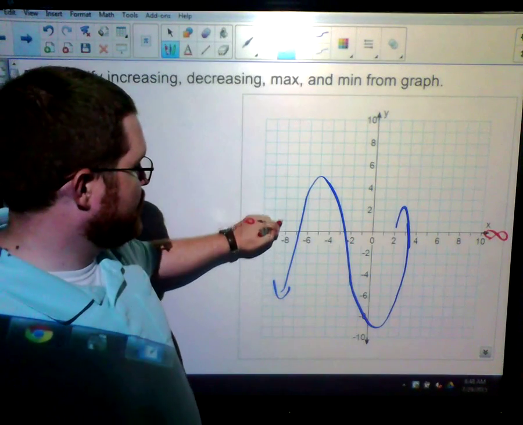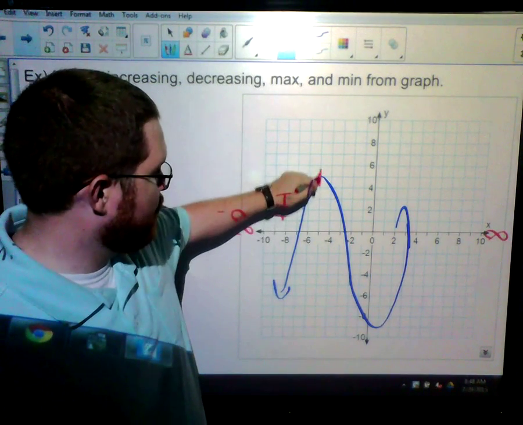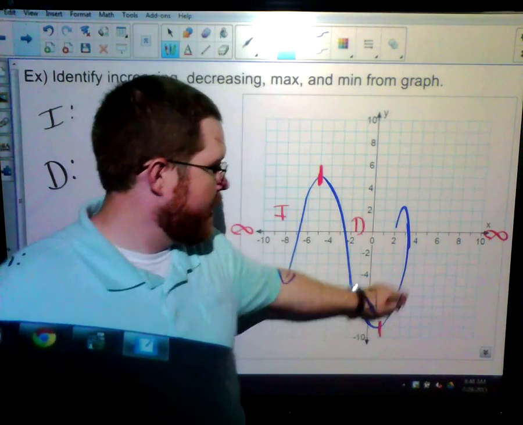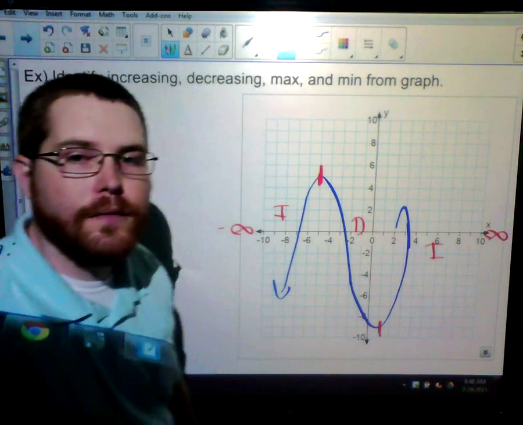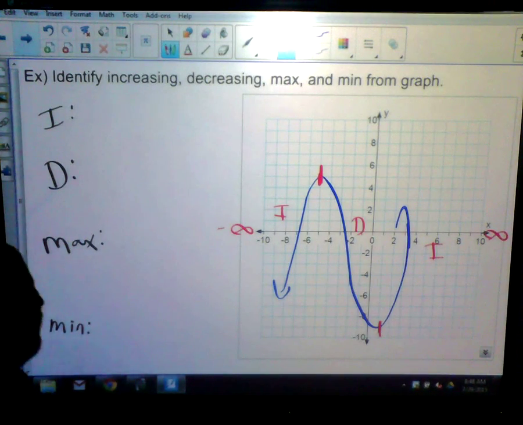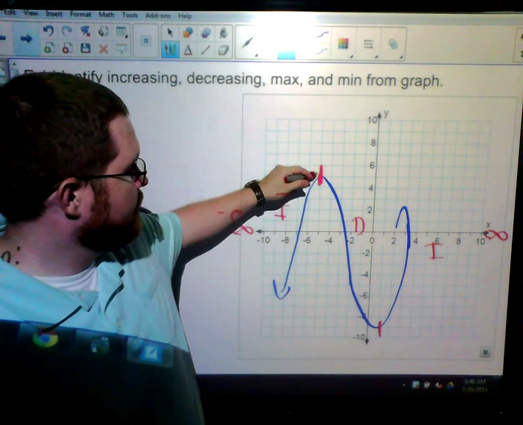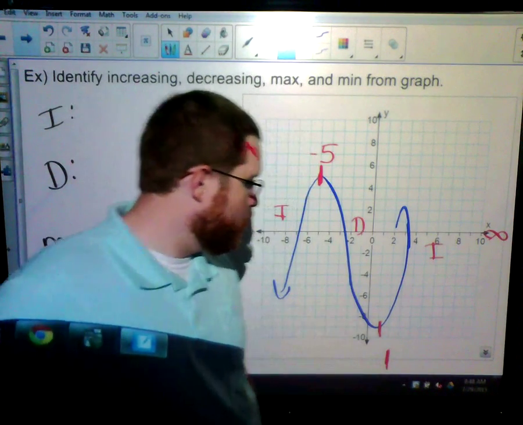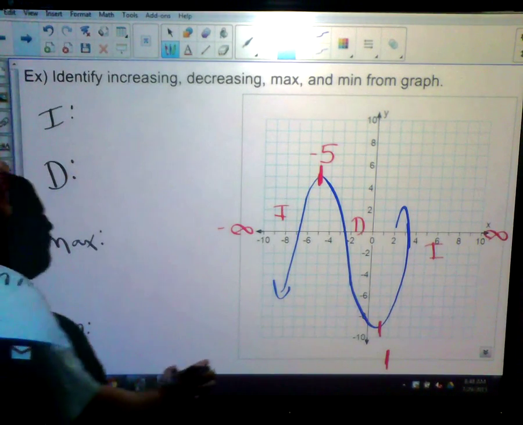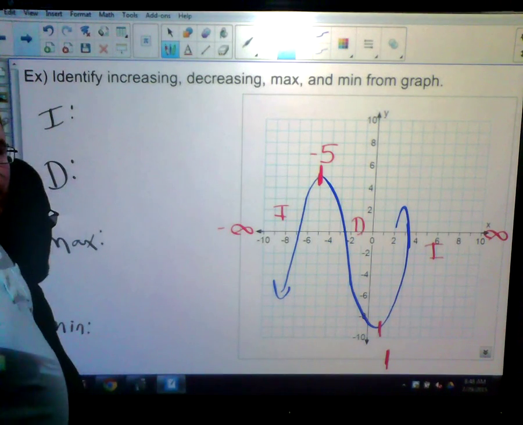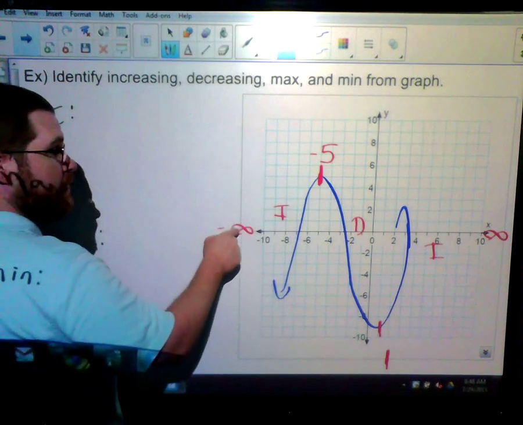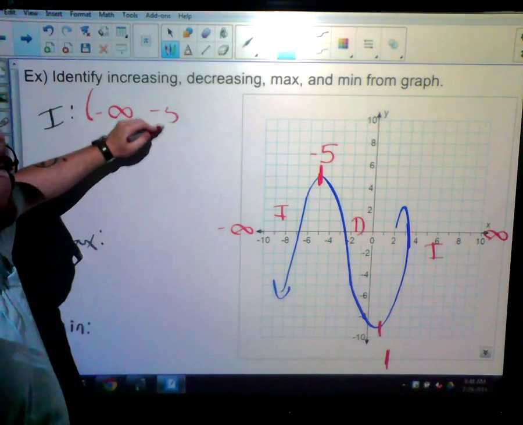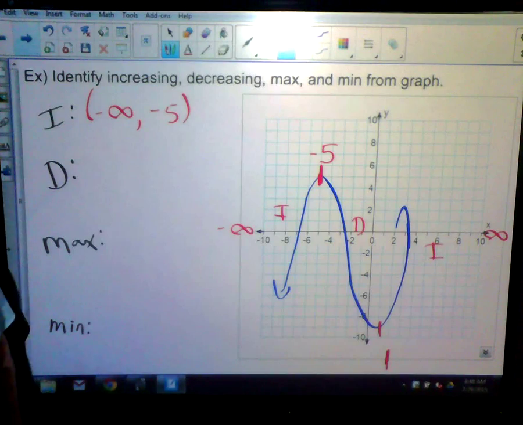So my graph goes increasing to this point, decreasing to this point, and then increasing for the rest of the way. So now let's split that up. Well, what x value is this point? It's -5. And what x value is this point? It's 1. So my first interval is increasing. How do I write the interval? From negative infinity to -5. I'm not going to count -5 because it's not increasing at -5.